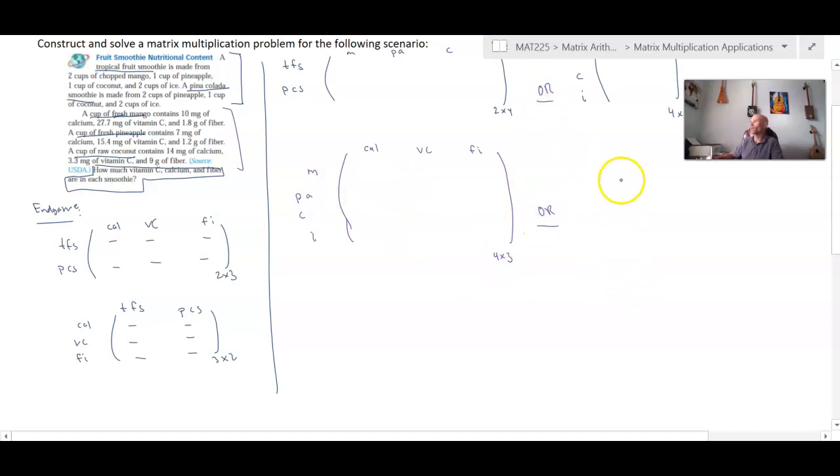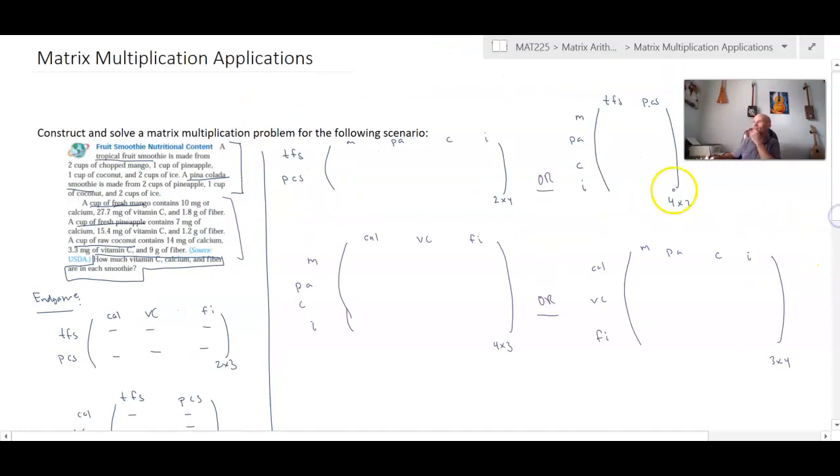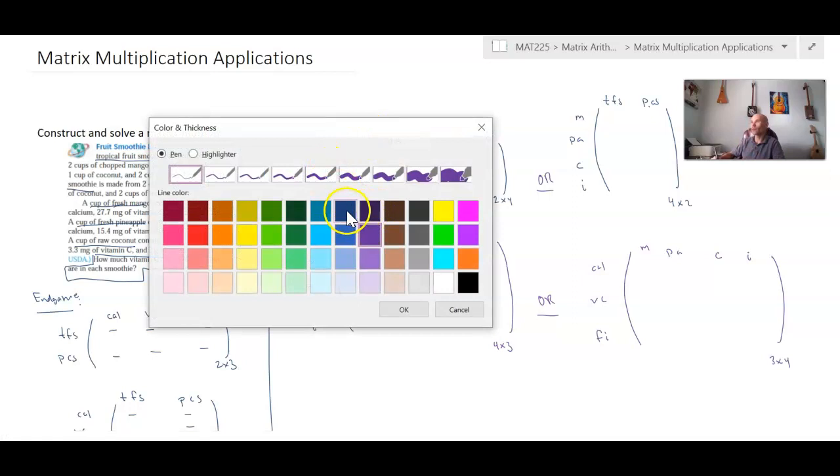Or we could make this a 3x4 matrix and have calcium, vitamin C, fiber listed here, and then mango, pineapple, coconut, and ice listed here. And that would give us the 3x4 matrix. So let's fill these in. Turns out we only really need to do one within each of the two blocks, the two paragraphs.